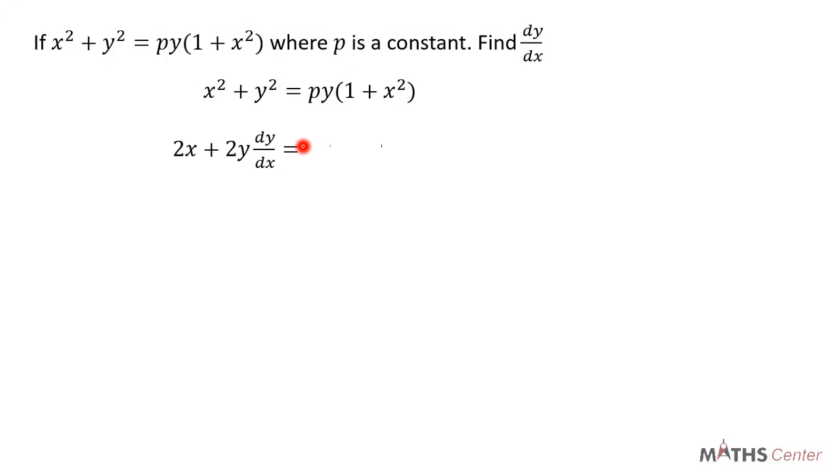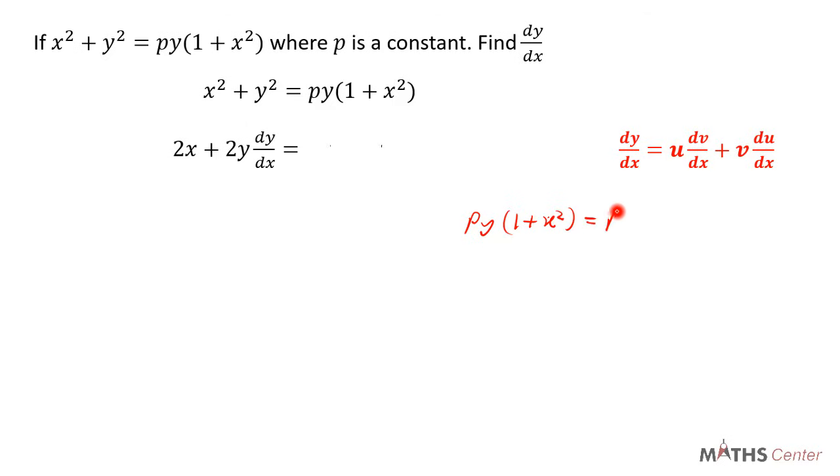And this will be equal to, now here's where it gets interesting, so pay attention here. You have py times 1 plus x squared. Now this is a product, so we have to treat it as a product. So we are going to apply the product rule here. From the product rule, we know that when we differentiate, we are going to have u dv dx plus v du dx. Now I'll write py times 1 plus x squared.